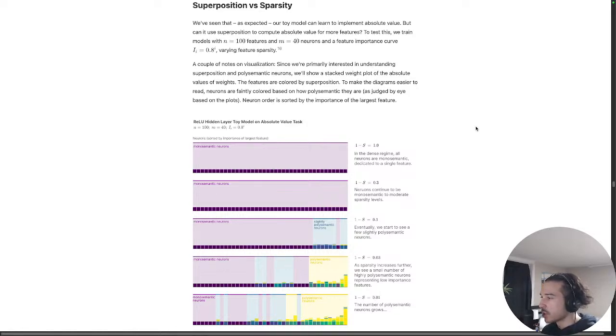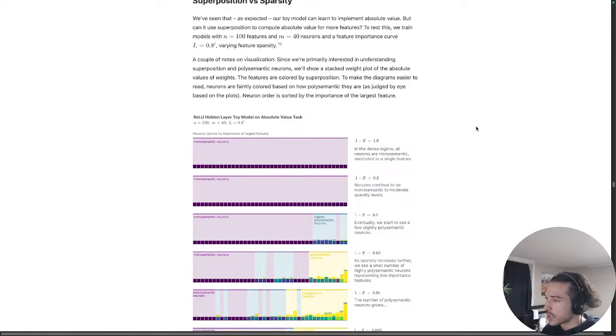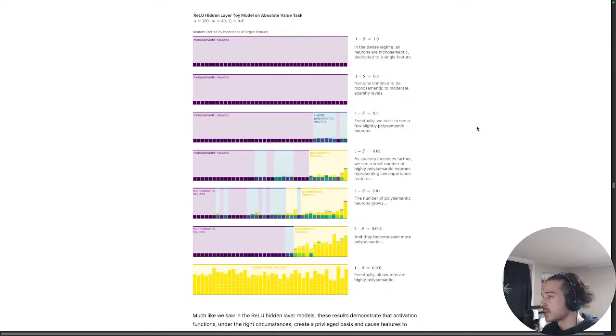So in the dense regime, all neurons are monosemantic, dedicated to a single feature. Continue to move down, and neurons start to become polysemantic. So originally dense, then neurons continue to be monosemantic to moderate sparsity levels. Eventually we start to see a few slightly polysemantic neurons. As sparsity increases further, we see a small number of highly polysemantic neurons representing low importance features. The number of polysemantic neurons grows by the time we're at 1 minus s equals 0.01, and they become even more polysemantic. Eventually, all neurons are highly polysemantic, and this is when we reach 1 minus s equals 0.001.